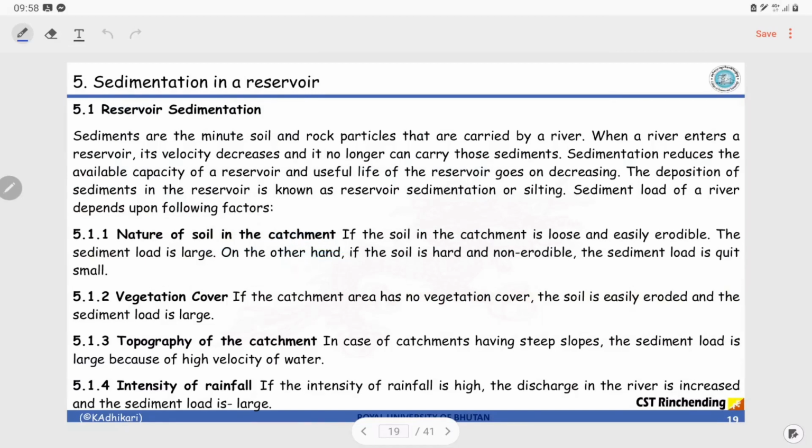If the soil is loose and easily erodible, then the river is bound to carry more sediment, and eventually this will get into the reservoir. We may not have any remedial measures for this because it depends upon the geologic formation of that region. Of course, we can do plantation, whereby the amount of erosion and loose soil being carried out can be controlled.